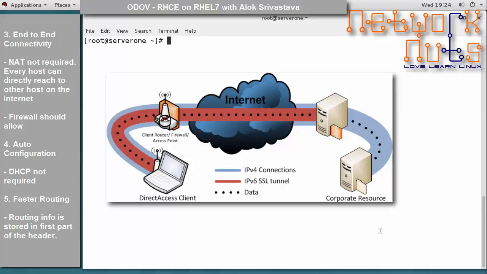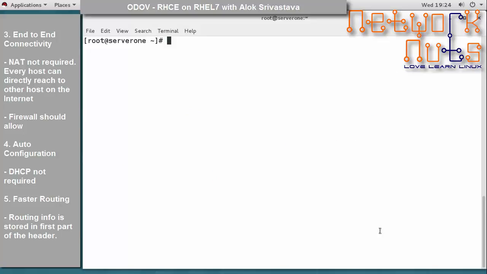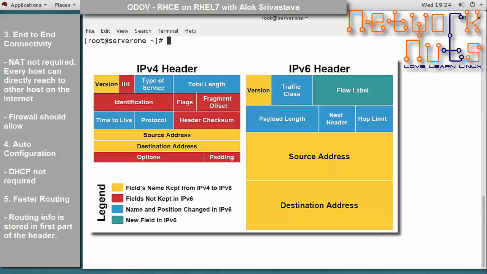Another feature is auto configuration. No DHCP required. One more feature is faster routing. Why faster routing? In IPv6, the routing information is stored in the first part of the header. So that makes my routing decisions be taken much faster by the router.